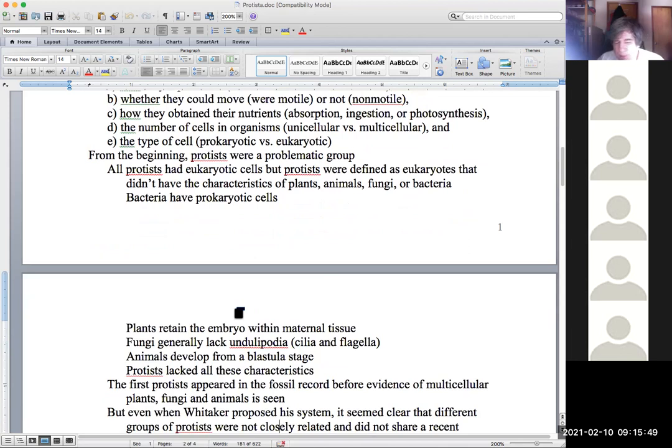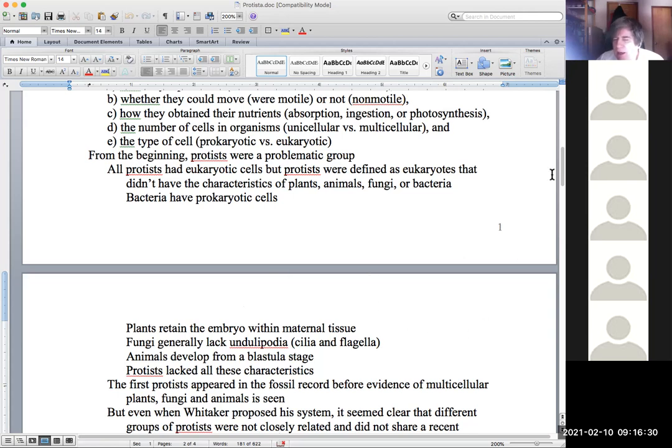Plants have an embryo after the sperm, usually we call it the pollen, fertilizes the egg, and they keep this embryo inside maternal tissue. This is kind of what we're eating when we eat fruits. We're eating this maternal tissue along with the embryo. Fungi don't have undulopodia. That's the technical name for cilia and flagella. Animals develop from a blastula stage. So protists didn't have any of these characteristics, but they didn't have anything that unified them as a group.